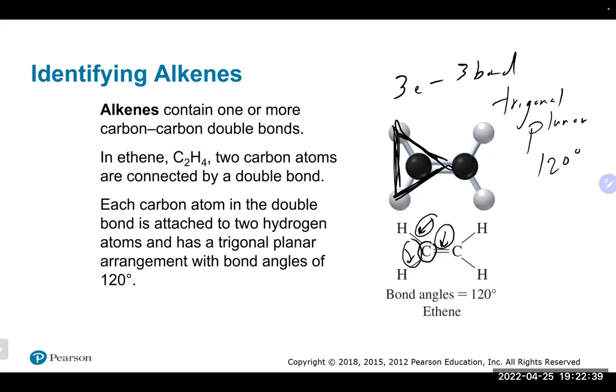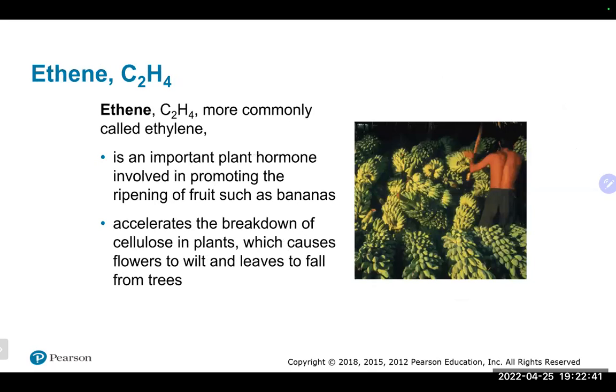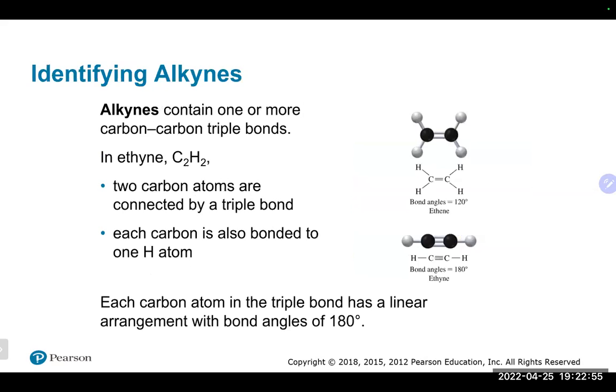Now with our triple bond, we also get some different geometries as well. Ethene is important as a plant hormone promoting ripening. So we do see these things in commonly identified stuff.